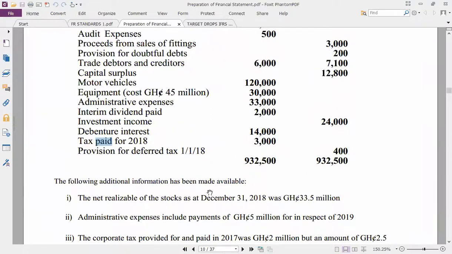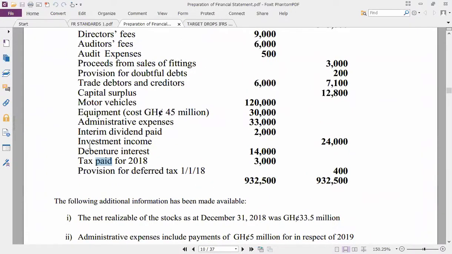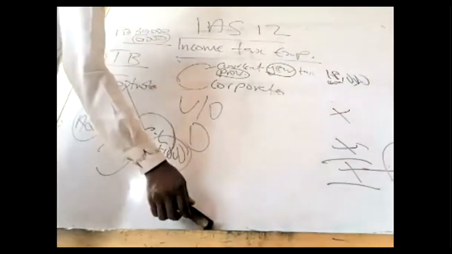If you come to the trial balance, you can also see tax paid on the trial balance as 3,000, right? Okay, so out of the 4,000 provision that is made, they've already paid what? 3,000. And here you can see clearly they say paid for 2018. How do you get it? And the tax provision was also for what? 2018.